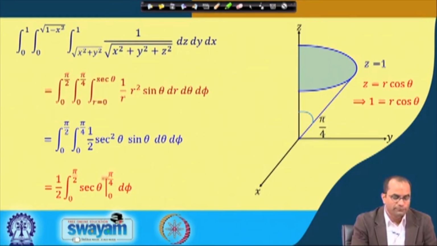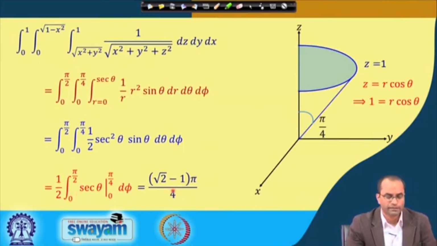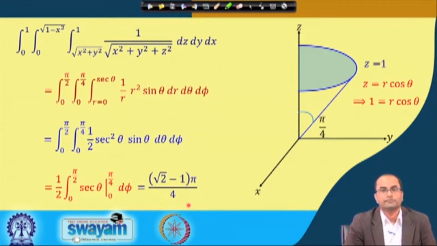So, this sec pi by 4 will be square root 2, and then minus 1 there, and for phi we will get pi by 2. So, this 1 by 2 will make this 4. So, that is the value of the given integral: (square root 2 minus 1) pi by 4.